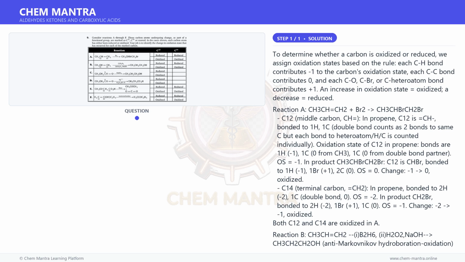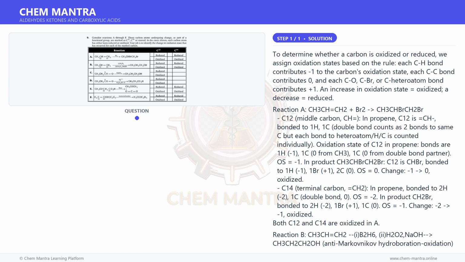To determine whether a carbon is oxidized or reduced, we assign oxidation states based on the rule: each C-H bond contributes -1 to the carbon's oxidation state, each C-C bond contributes 0, and each C-O, C-Br, or C-heteroatom bond contributes +1. An increase in oxidation state means oxidized, a decrease means reduced.